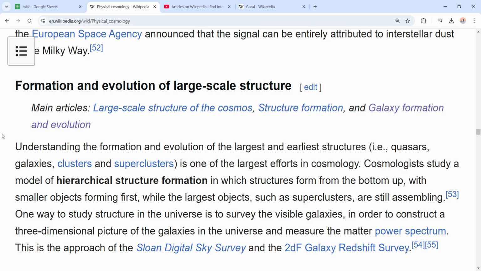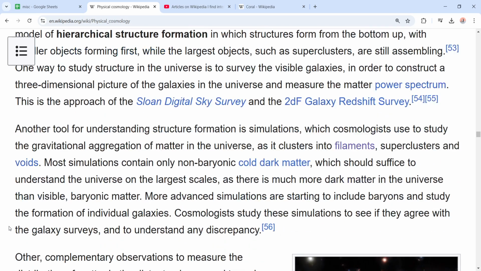Cosmologists study a model of hierarchical structure formation in which structures form from the bottom up, with smaller objects forming first, while the largest objects, such as superclusters, are still assembling. One way to study structure in the universe is to survey the visible galaxies in order to construct a three-dimensional picture of the galaxies in the universe and measure the matter power spectrum. This is the approach of the Sloan Digital Sky Survey and the 2dF Galaxy Redshift Survey.